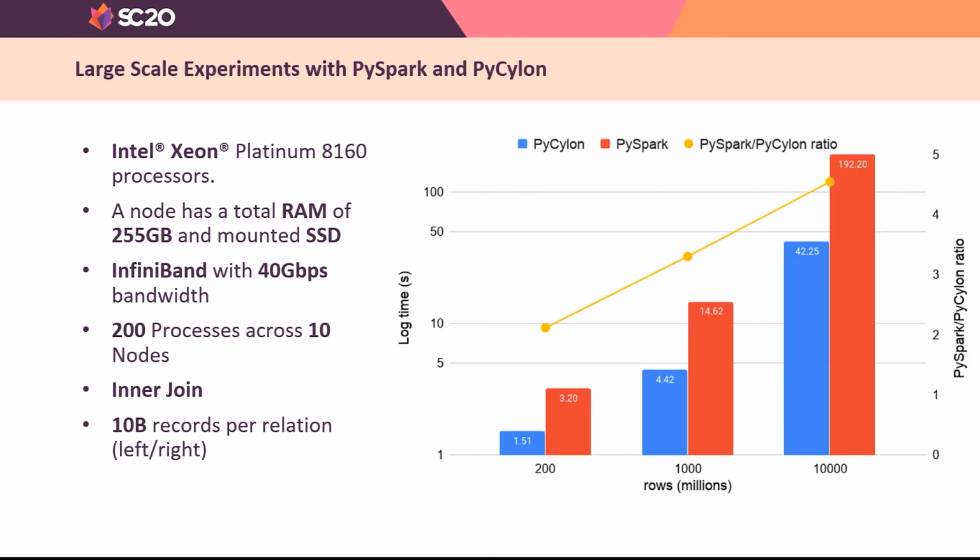One of our observations from previous experiments is that PySpark and PyCylon scale much better than the existing data engineering frameworks in Python. Now let's take a look at large-scale experiments conducted on PySpark and PyCylon to see how they scale. For this experiment, we used 200 processes across 10 nodes, and we also used the same inner join, but with 10 billion records per relation. As you can see, PyCylon is doing significantly better than PySpark for the experiments we conducted.